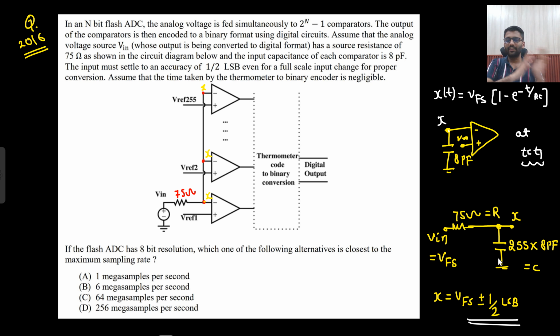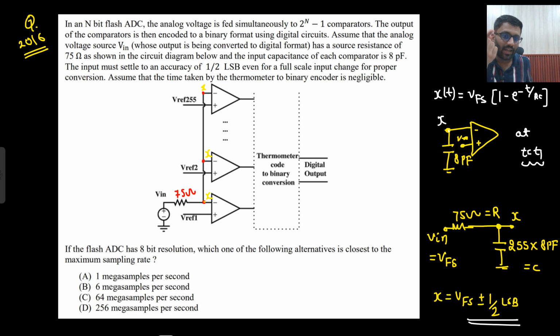Are you able to understand this point? Are you able to grasp this particular line? This is the most important line. Vin is there, 75 ohm is there, this much capacitance is there. This capacitance will take some time to charge. That means this x node is going up. So with respect to the x node, you are getting the comparator output, but you are going to check the comparator output only when your x is this much.